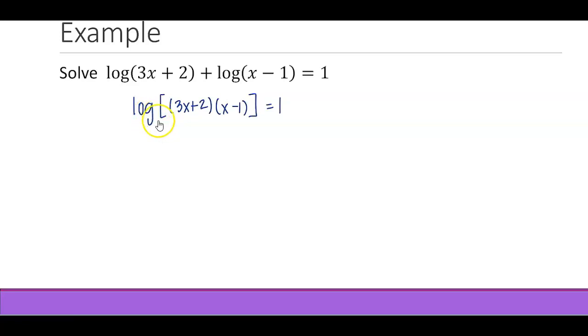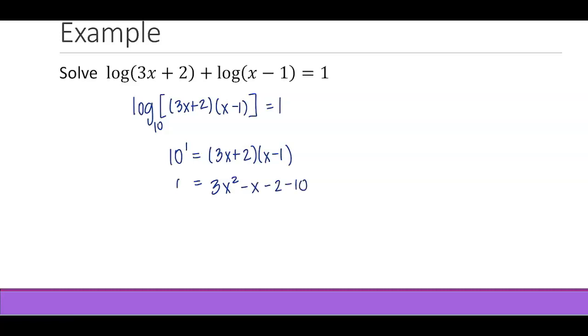And now that I have one log with base 10 of a quantity equals 1, I can use either the idea of exponentiating both sides or rewriting this in its exponential form. So here I have log base 10, so I can think about this as 10 to the 1 is equal to the inside of the log, the quantity 3x plus 2 times the quantity x minus 1. So it's a lot like the last problem now, where I need to distribute on the right-hand side. So 3x squared, outer is minus 3x, inner is plus 2x, so minus x minus 2.